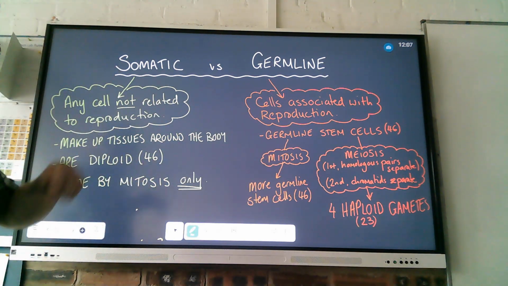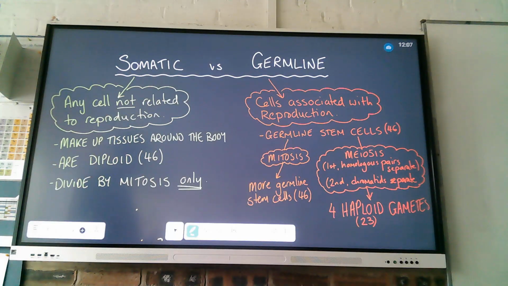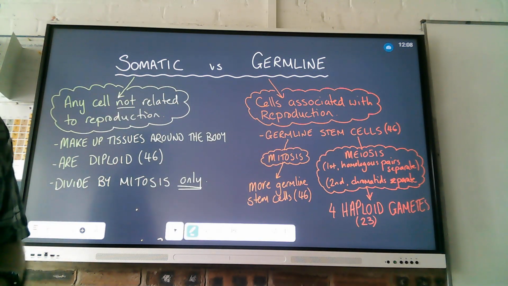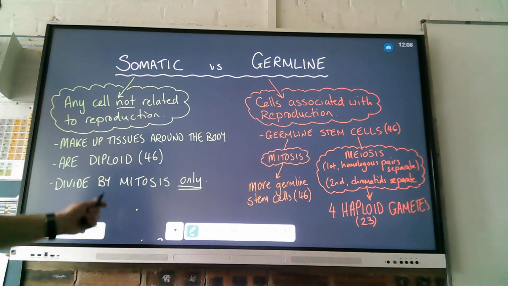They make up tissues all around the body, so make sure you can provide a couple of examples of that, like skin tissue, nervous tissue, cells of the blood, for example, are also somatic cells. Remember that somatic cells are all diploid. Now you should remember from National 5 that means that the cell has two sets of chromosomes. Because this is human biology, we know that diploid number to be 46. And they only divide by mitosis.